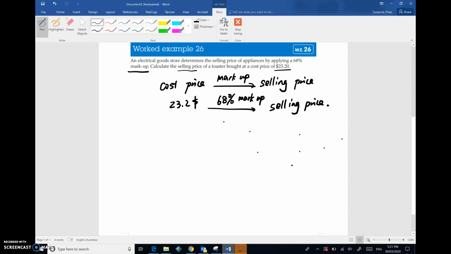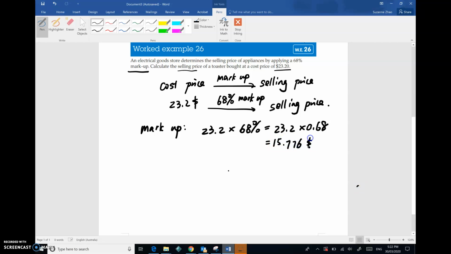Okay, so what we can actually do is calculate what the markup is and then add it to the original price. $23.2 times the markup. Again, each time there is a percentage, you can change it into a decimal. You can use your calculator: 23.2 times 0.68. Okay, that's giving you $15.776.